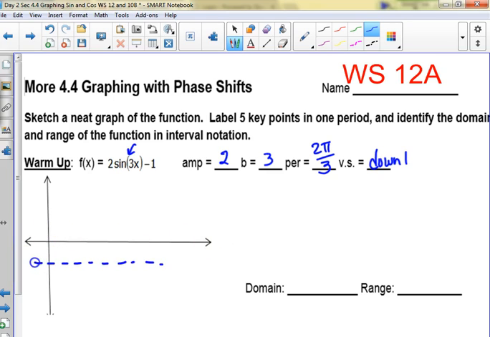I'm going to actually draw it down here. All right. So where are all the maximums at? The amplitude is 2, so 2 units above that is 1. That's where all my maxes are going to be. This is negative 1. And all my minimums are going to be 2 units below that, which is going to be at negative 3. Okay? I like to draw myself little boundaries so I don't go out of bounds.